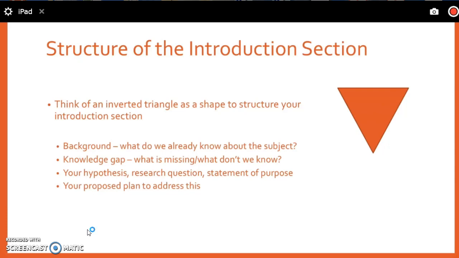So envision the introduction section as an inverted triangle, where you're going to start off with the general background, focusing on what you already know about the subject, or what we as an audience already know about the subject. You then want to continue getting a little narrower and focusing on the knowledge gap. What is missing? What don't we know? And ultimately culminating your introduction section, the very tip of the triangle at the bottom, your hypothesis, your research question, your statement of purpose, your aims, whichever format you choose to tell your reader what you are doing, what you're trying to do in your study. And you also want to include your proposed plan to address this very briefly, not in great detail, because that's going to be reserved for your methods section.